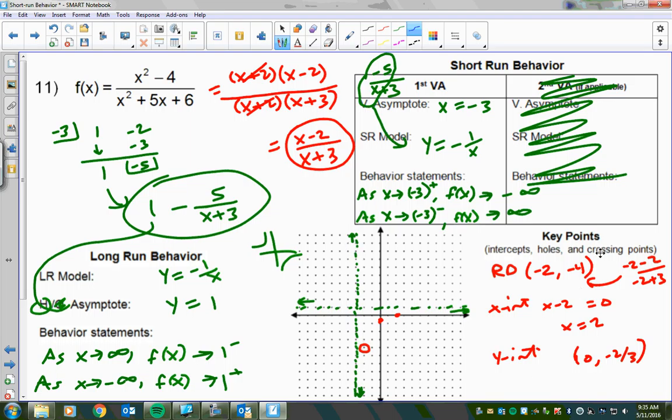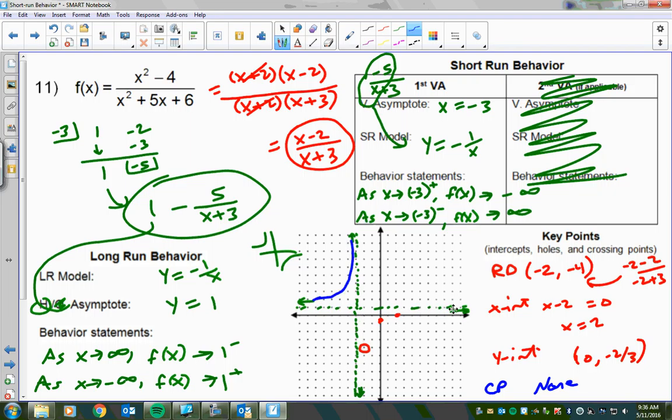Actually, I almost forgot. Crossing point. Look, we talked about the fact that in the long run, this part tends toward 0, right? But the function will cross the asymptote exactly when this part equals 0. In other words, when this equals 0, you have a crossing point. But this fraction will never equal 0, will it? So there is no crossing point in this one. So just don't forget about the crossing point.